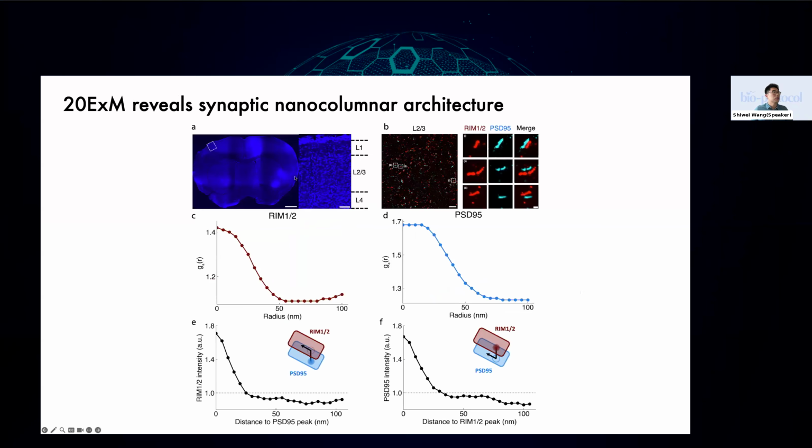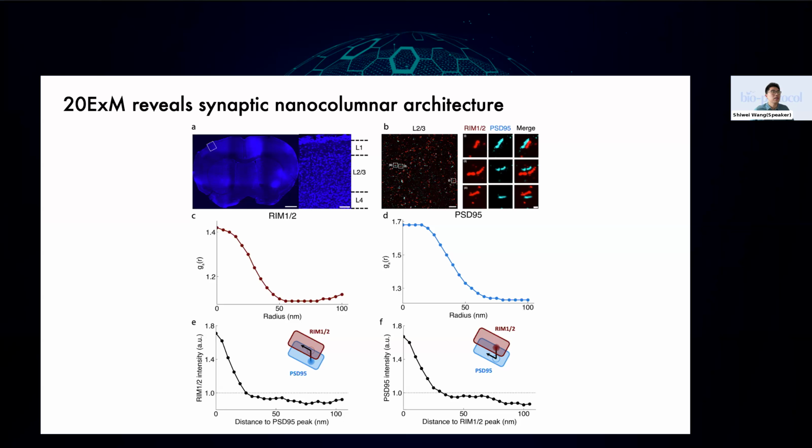And finally, we also applied this protocol to mouse brain and visualized RIM1/2 and PSD95, which are scaffold proteins for the active zone and the postsynaptic density of one synapse, respectively. This has been visualized with STORM previously, as well as the expansion revealing protocol, the other iterative expansion protocol. So with 20XM, we're able to visualize both RIM1/2 and PSD95 and visualize the separation of these two signals and see the distance in between, which is the width of the synaptic cleft.